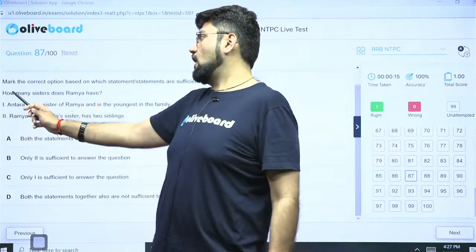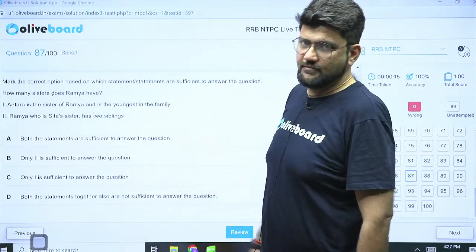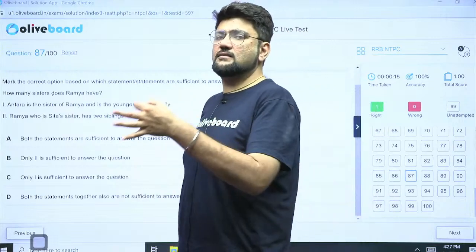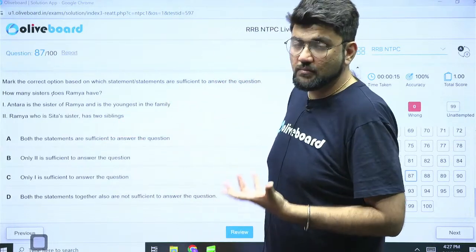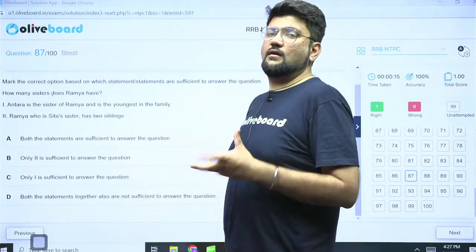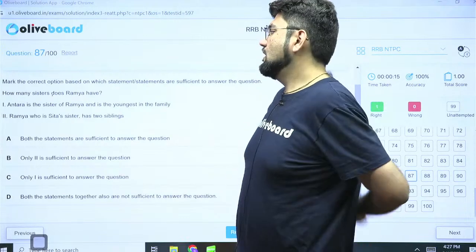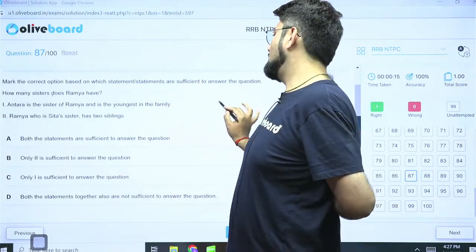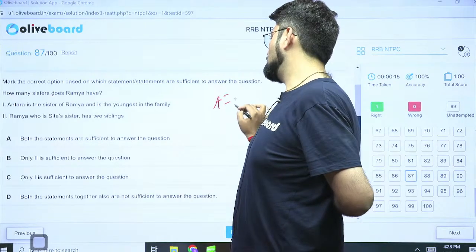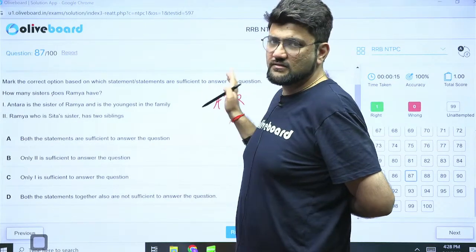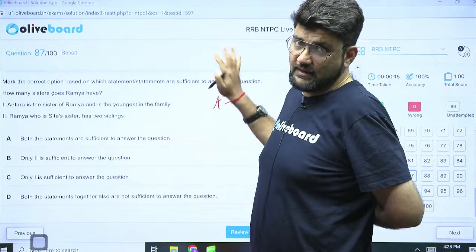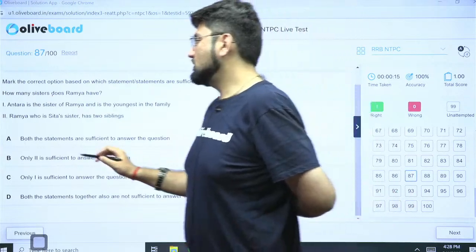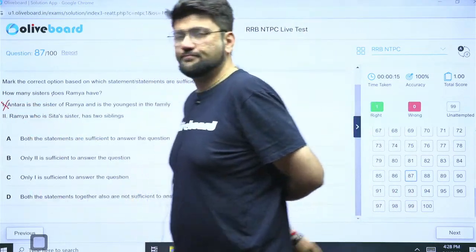You only need to check whether it will be sufficient to solve your question or not. So the question is asking, how many sisters does Ramya have? We don't know whether Ramya is a brother himself or not. We don't know the gender of Ramya. The first says, Antara is the sister of Ramya and youngest in the family. Can we say how many sisters Ramya has? This says only one, but there may be more. We are not sure. So this alone is not giving you the answer.